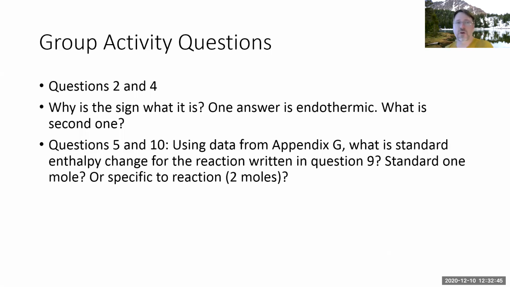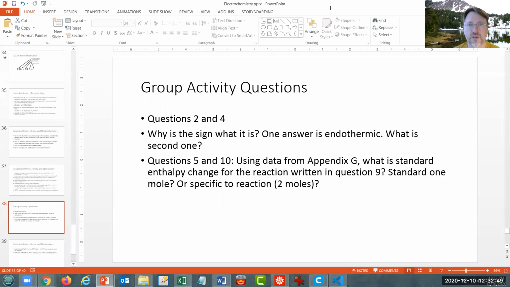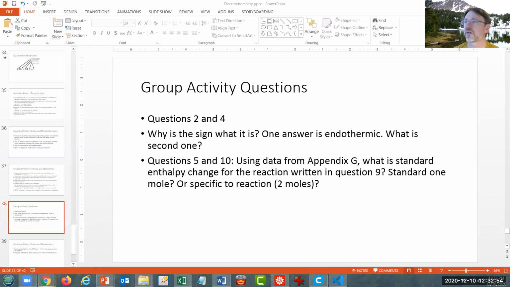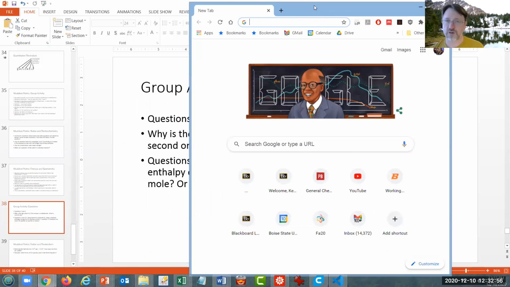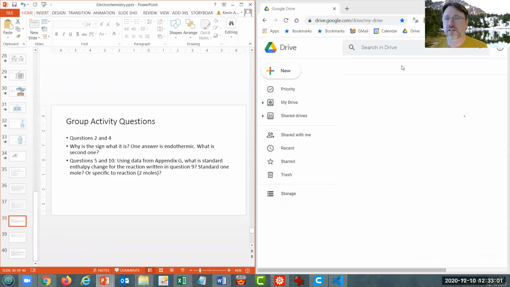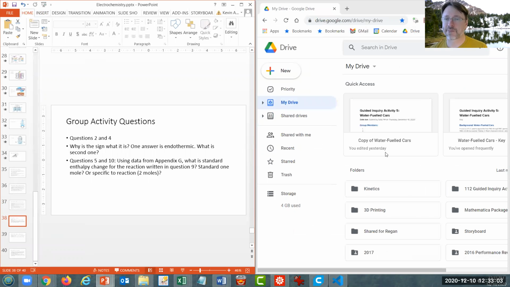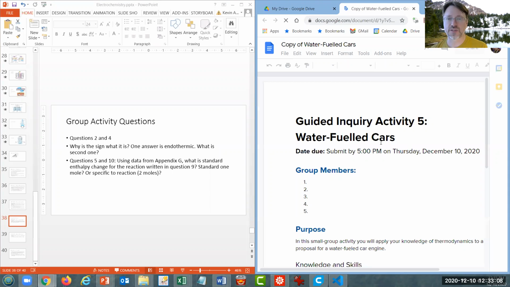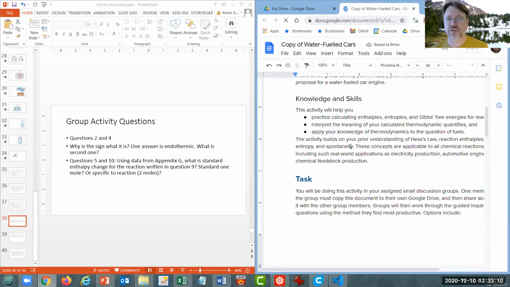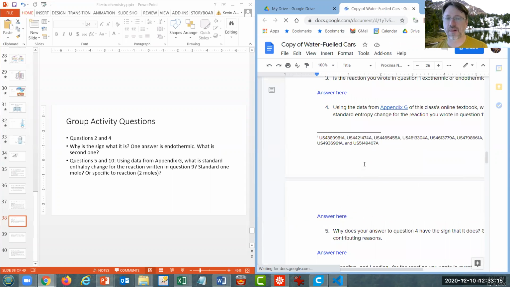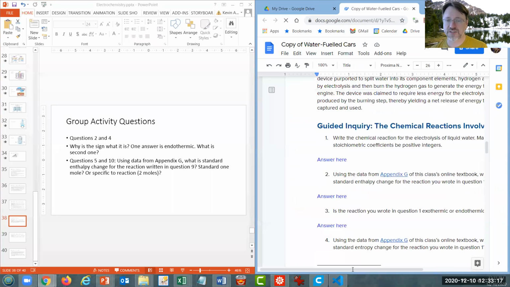Okay, a couple more questions on the group activity. So I will call up a copy of the group activity. Let's come over here. Let's see, Google Drive. Okay, I've got a copy of it right here. Let's go in. There are the general questions 2 and 4, and apparently the explanation from yesterday didn't make a lot of sense, so let's take a look.